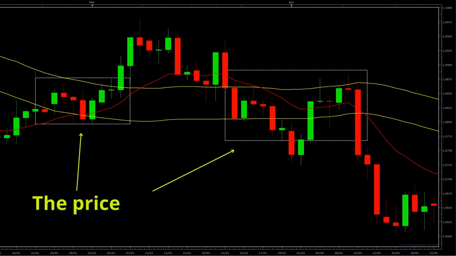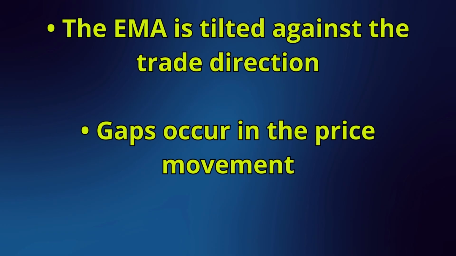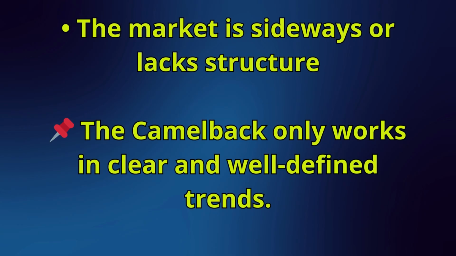Remember, these sideways zones are where trend-following strategies perform poorly. Being disciplined enough to stay out of these areas is what separates consistently profitable traders from the rest. Also, as we discussed, never trade if the EMA is tilted against your trade direction. And be very cautious if large gaps appear in the price, as they can lead to unpredictable volatility. To put it all together, if the market lacks a clear, well-defined structure, simply stand aside. The camelback strategy is a specialist tool. It is designed to work exceptionally well, but only in clear and well-defined trends.